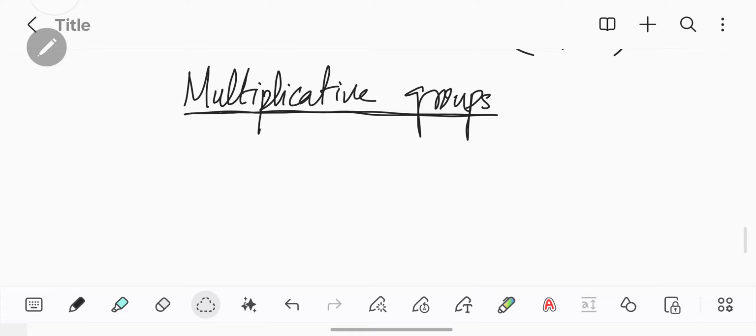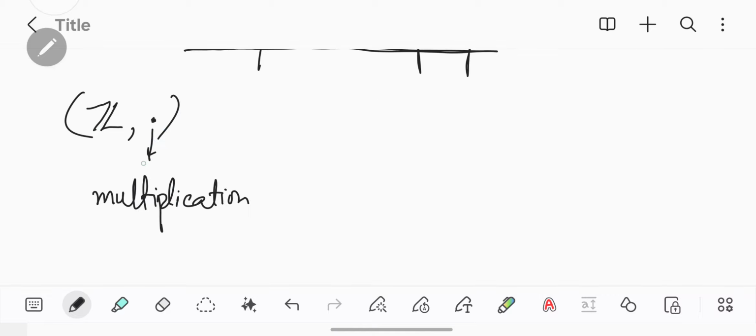Okay. So similarly, there are some multiplicative groups. If we talk about the set of integers with respect to multiplication, normally we write this dot for multiplication. So this dot is for multiplication, right? We will check whether it is a group or not. We don't know right now. We will check the 4 conditions of a group, but this time with respect to multiplication.